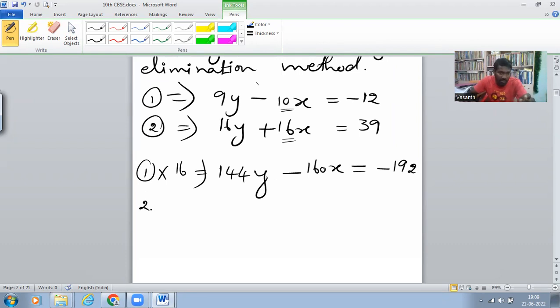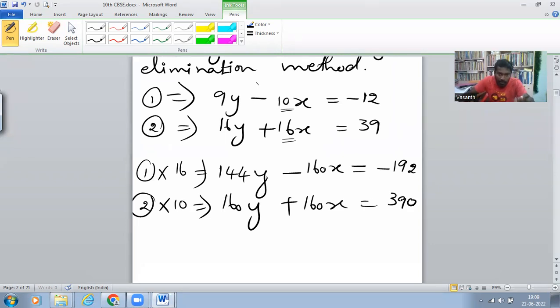Now equation number 2, we have to multiply by the coefficient of x in equation number 1, that is 10. So when equation number 2 is multiplied by 10, 10 into 16 is 160y plus 10 into 16x is 160x. This is equal to 10 into 39. What is 10 into 39? 390. So we are multiplying equation number 2 by this 10.